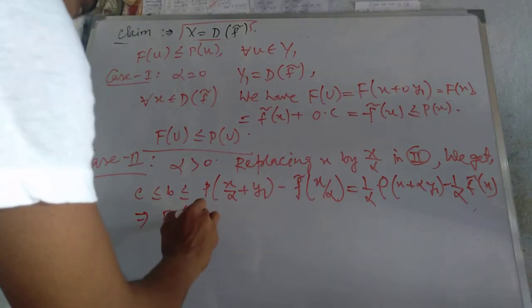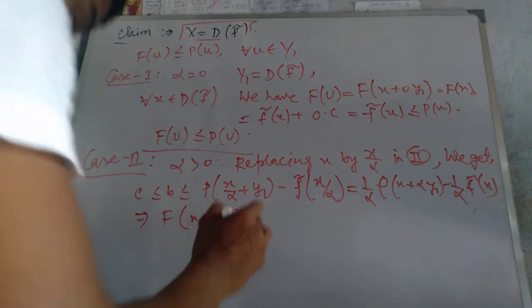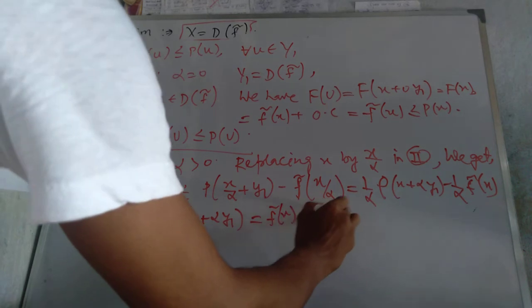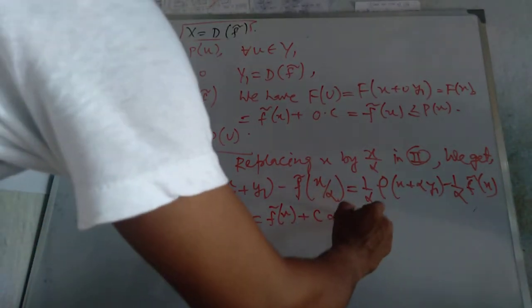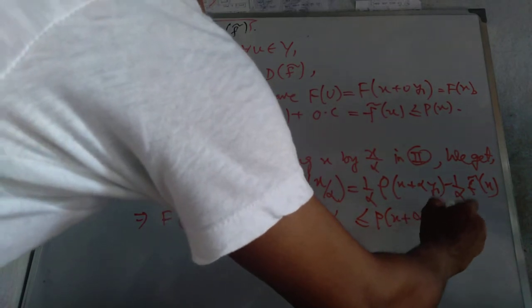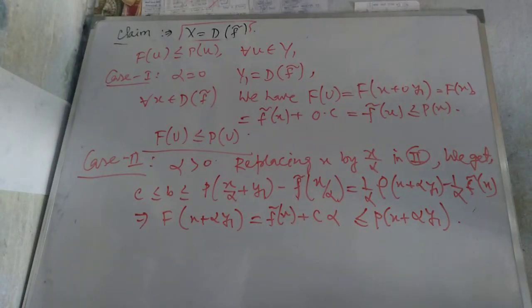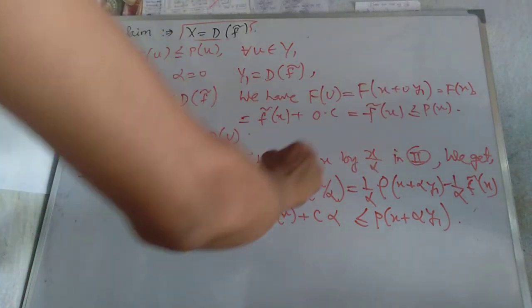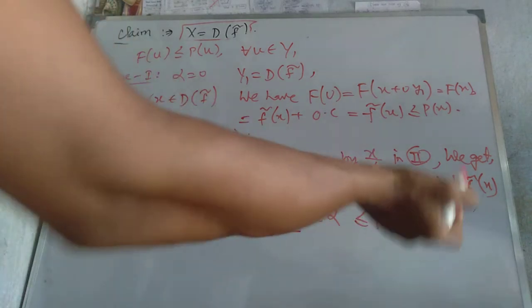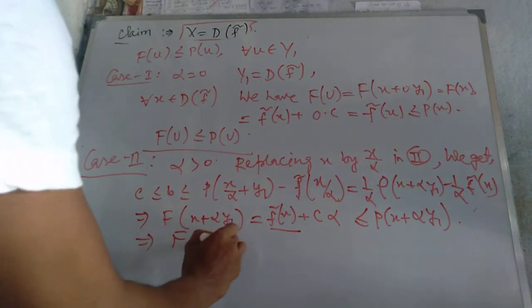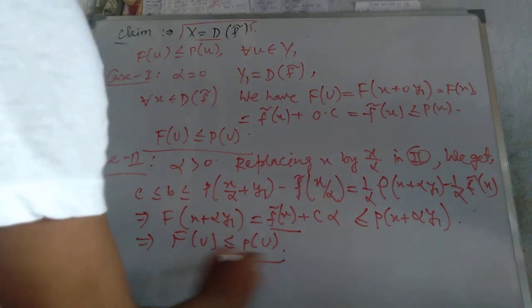f(x + alpha y1) = f_δ(x) + c alpha ≤ p(x + alpha y1). Understand or not? This one is too easy. Alpha is multiplied here and f_δ(x) here, then this one is this. So we prove that now f(u) ≤ p(u) here.